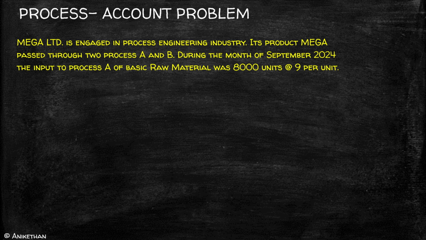Its product Mega passed through two processes, A and B, during the month of September 24. The input to process A of basic raw material was 8000 units at 9 per unit. So this becomes my input, both unit and per unit value is given. So first thing what you have to do is represent a simple process flow diagram.